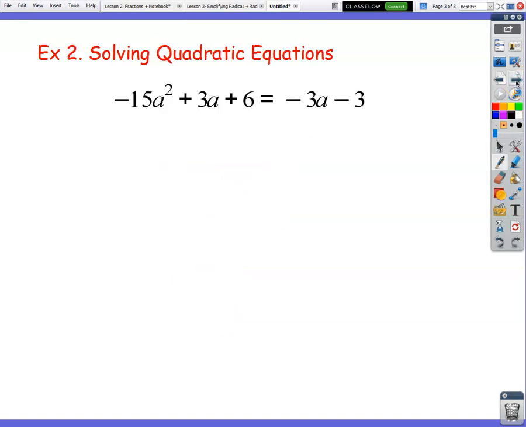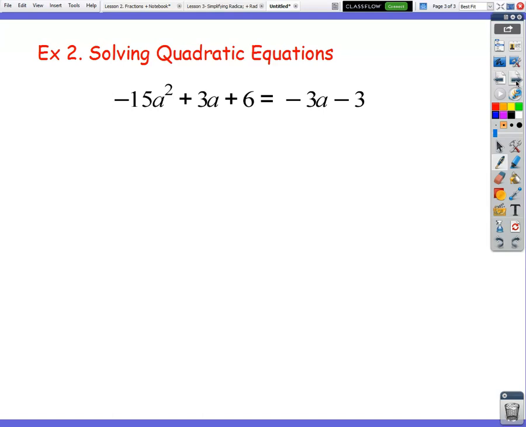Okay, so now another type of equation that you're going to see in this class is a quadratic equation. Basically that just means that there is some sort of exponent on the variable, and there is also a variable that doesn't have an exponent on it. The way that we're going to solve this in this class, and we're going to master this, is by factoring. That was one of the ways that we did it last year in Algebra 1.